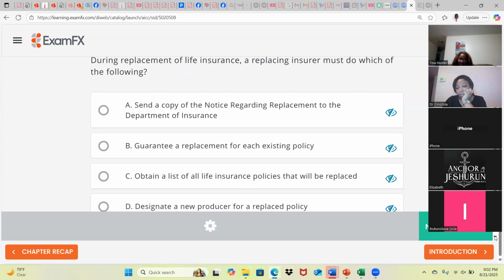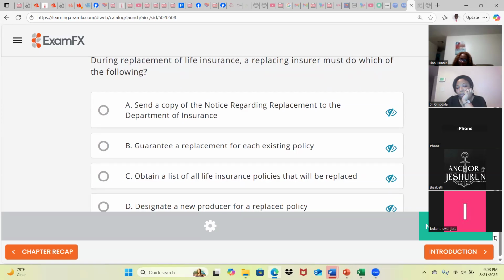Okay. I think it's A. It's not designate a new producer for this policy. A replacing insurer must do which of the following? Send a copy of the notice of replacement to the Department of Insurance. I'm thinking A.